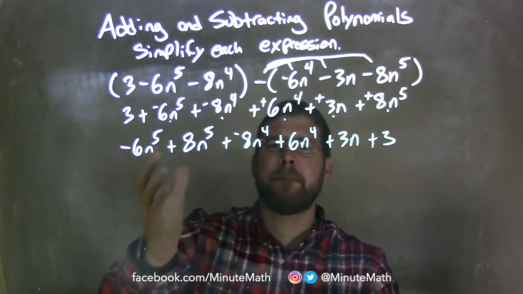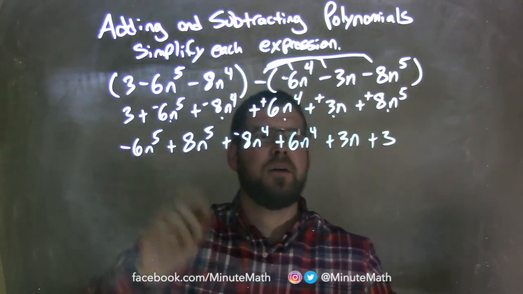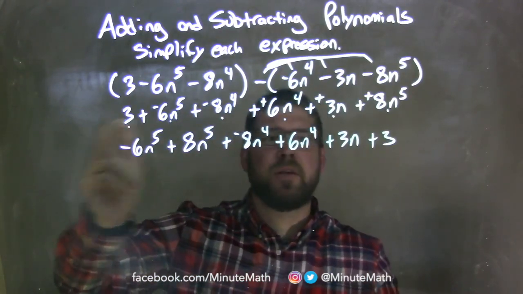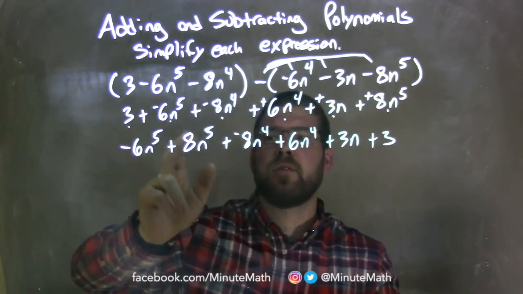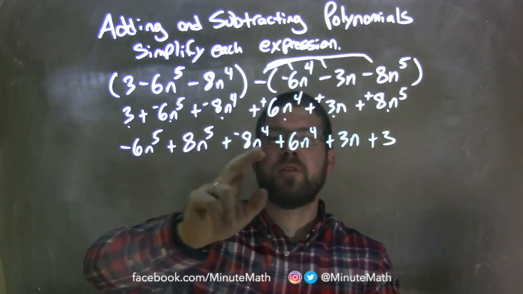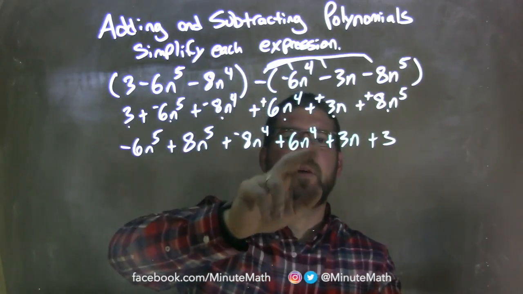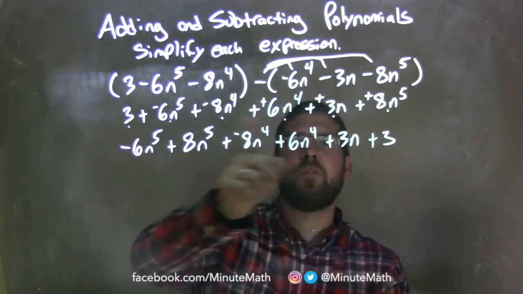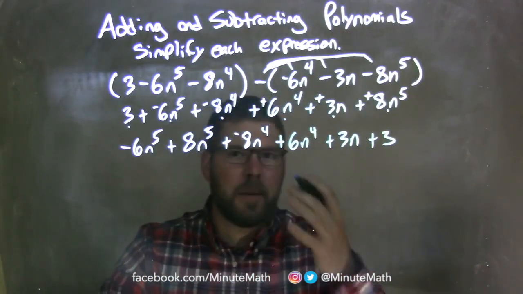So now I want to combine my like terms, okay? Oh, plus 3, I marked that one. Actually, before I do that, let's double check I have everything. 3 is right there, negative 6n to the fifth right here, negative 8n to the fourth right there, 6n to the fourth right there, 3n right there, 8n to the fifth right there. Fantastic. And all of them have dots on it, kind of a way to double check, make sure I brought everything down.